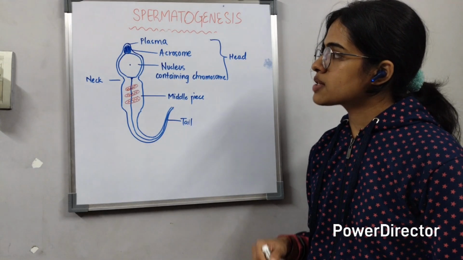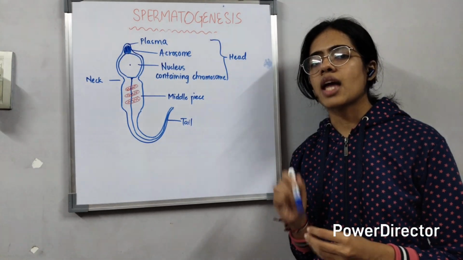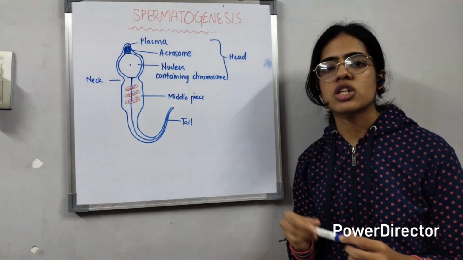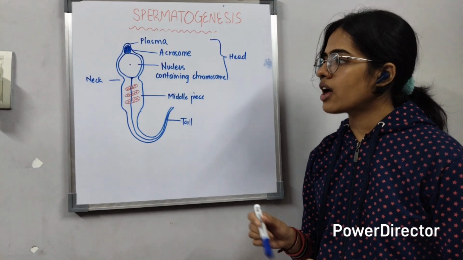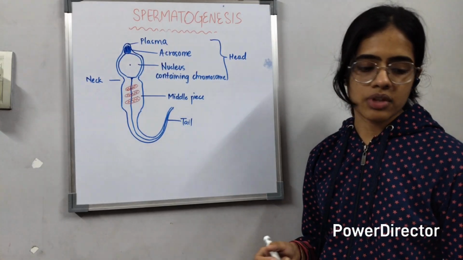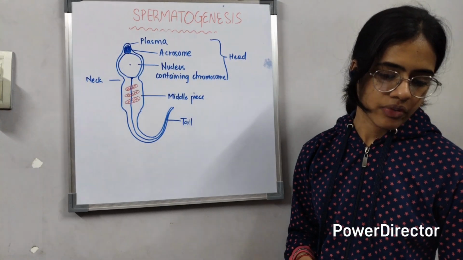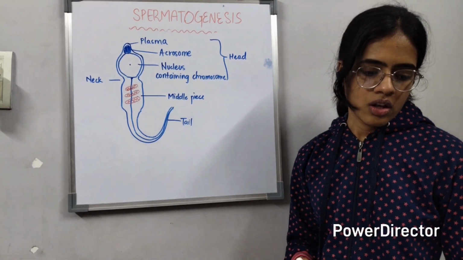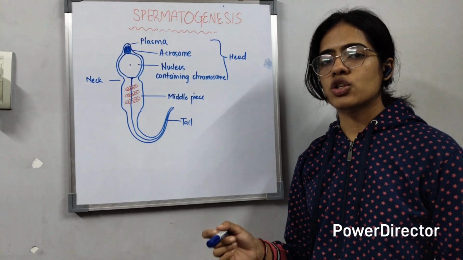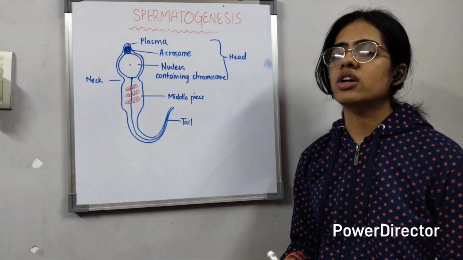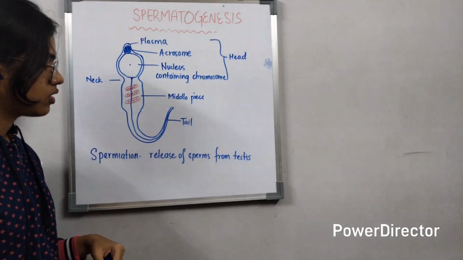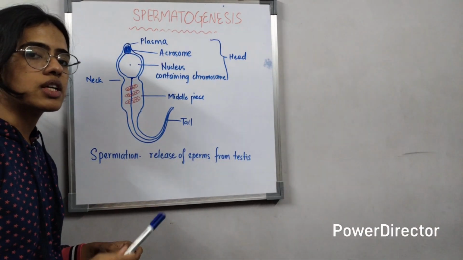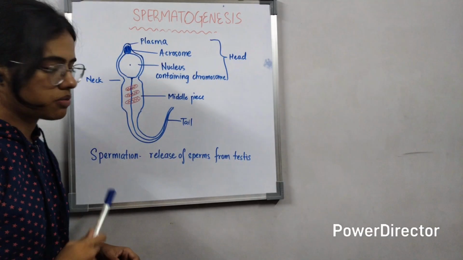Now, the sperm head gets embedded in the Sertoli cells which are present in the testis. The Sertoli cells and the sperm are released from the seminiferous tubules by the process called spermiation. The release of the sperms from the testis is known as spermiation.